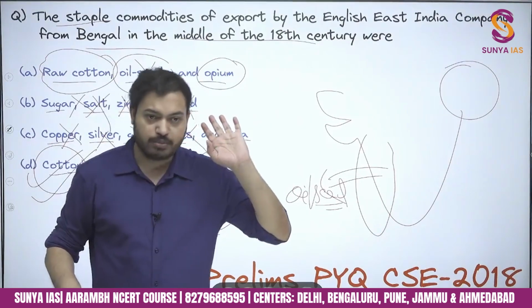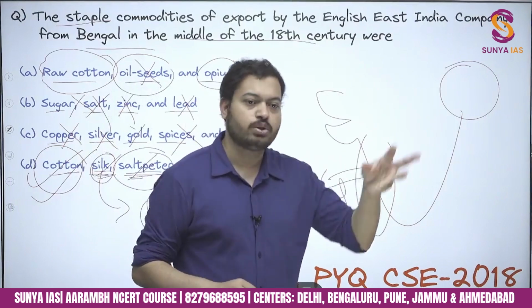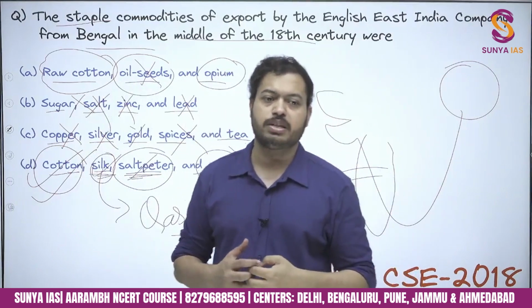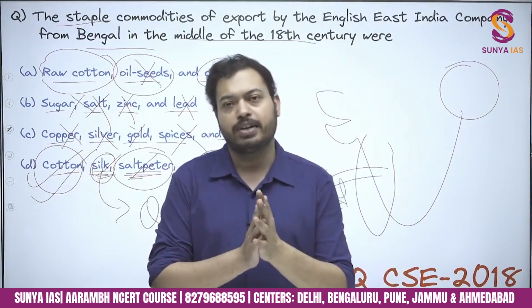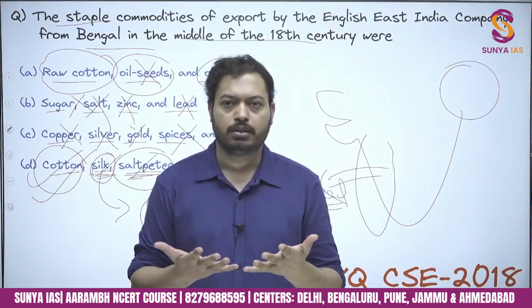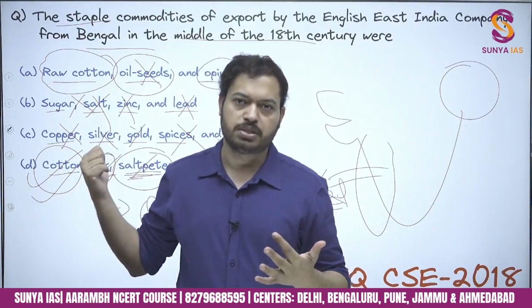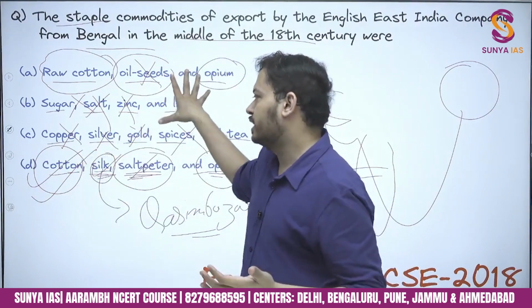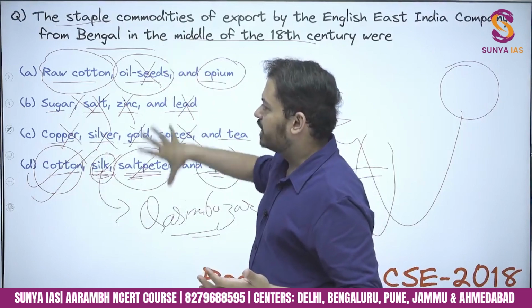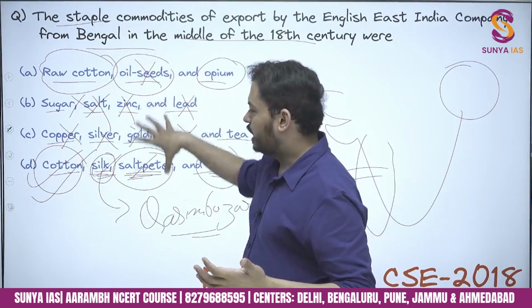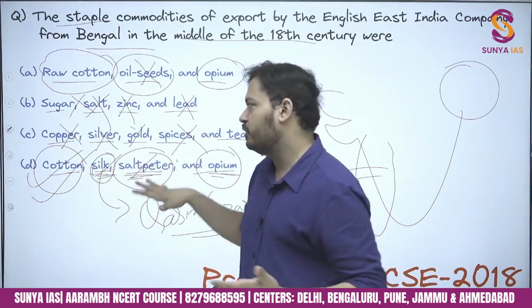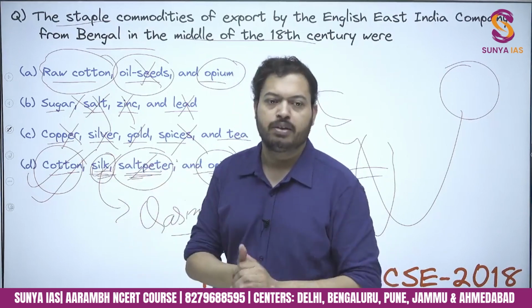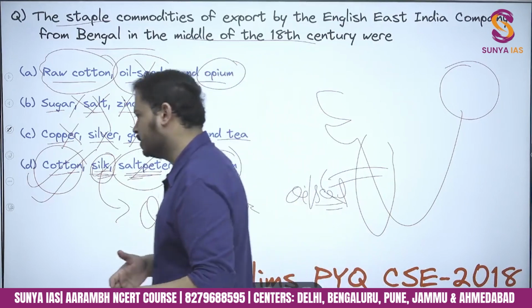Because many a time you will find, sir, this was not a direct question from NCERT. Yep, this was not a direct question from NCERT. But if you have done your NCERT properly, if you have gone through all those options and you have a basic understanding of things, you will be able to segregate between options A and D. And from there, if you remember saltpeter and silk from your NCERT, then you will be able to answer this question. So that is how it was to be answered.